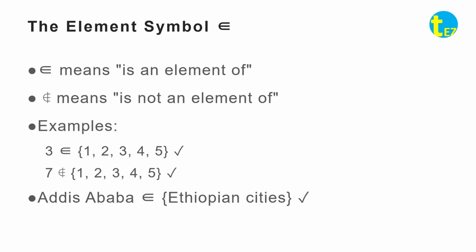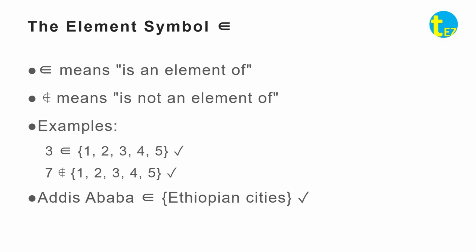If I have a set A, for example, set A = {1, 2, 3, 4, 5}, then I can say 3 ∈ A, which means 3 is an element of set A, and that is true. 3 is in the set. But I can also write 7 ∉ A, which means 7 is not an element of set A. And that is true. 7 is not in the set. Let's do another example. I can say Addis Ababa is an element of the set of Ethiopian cities.